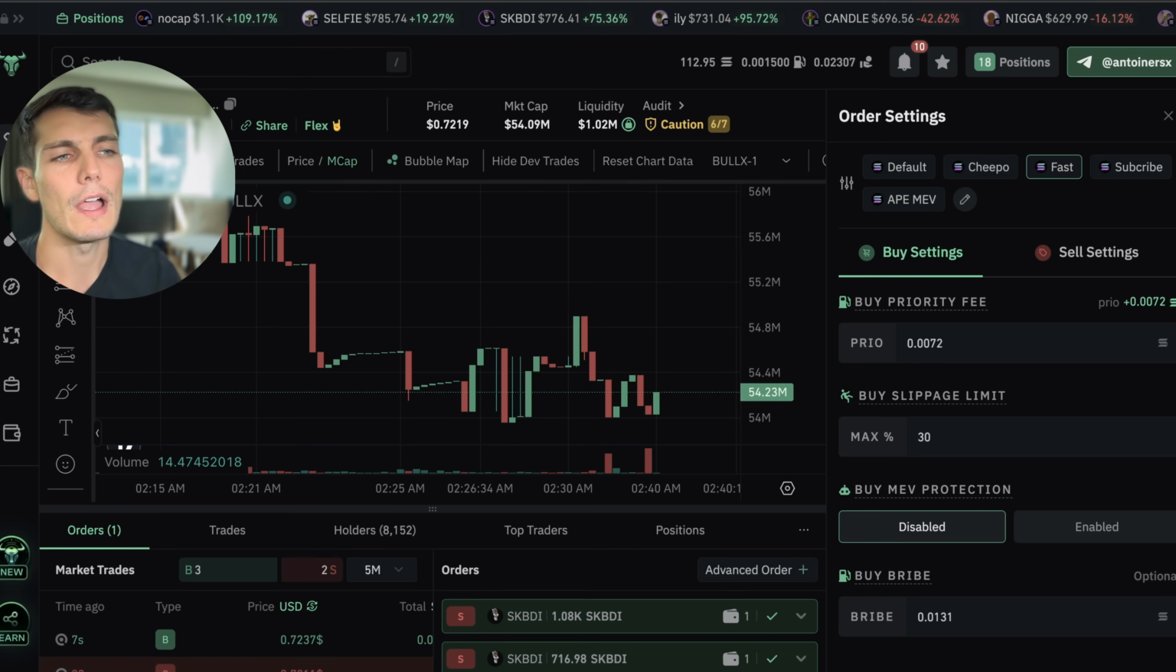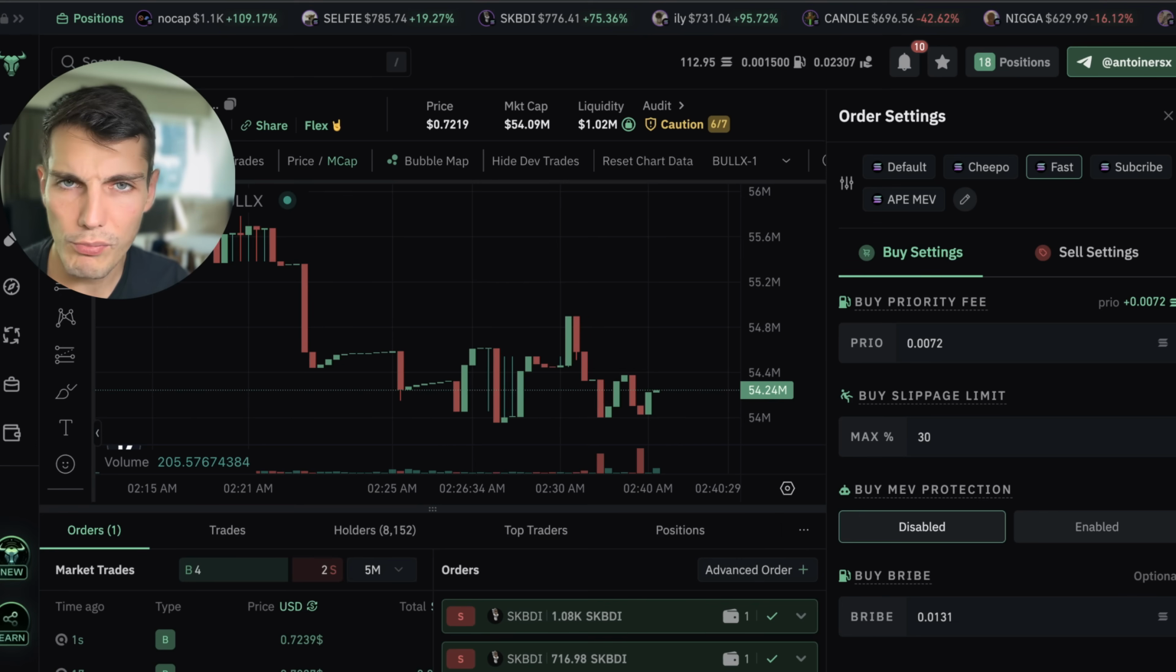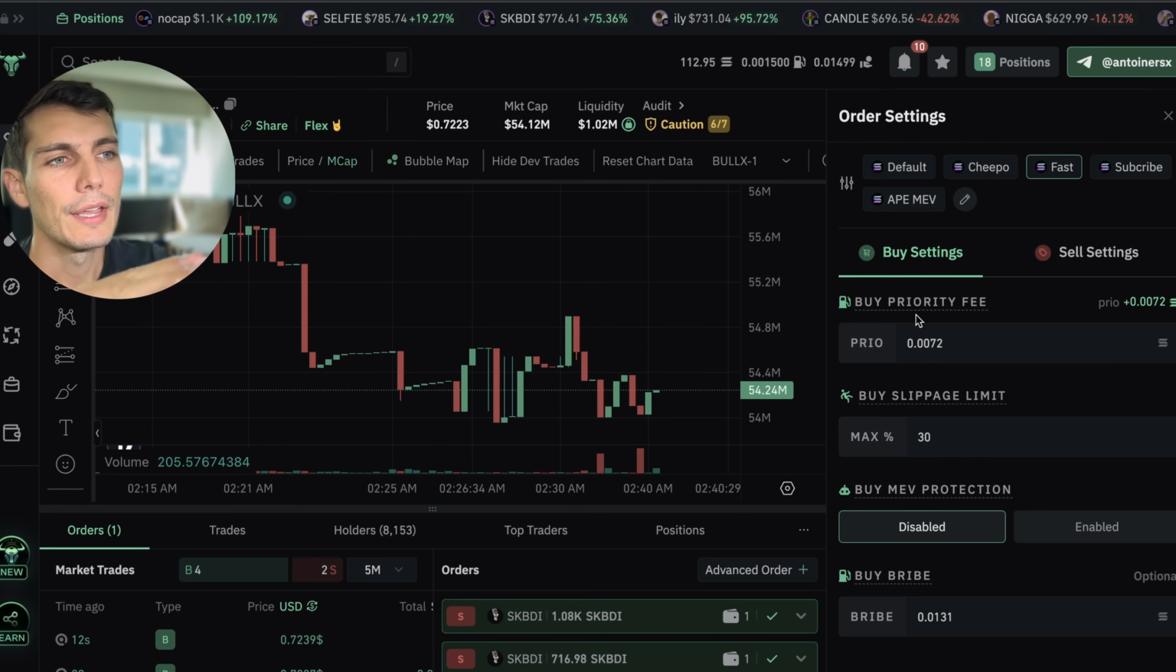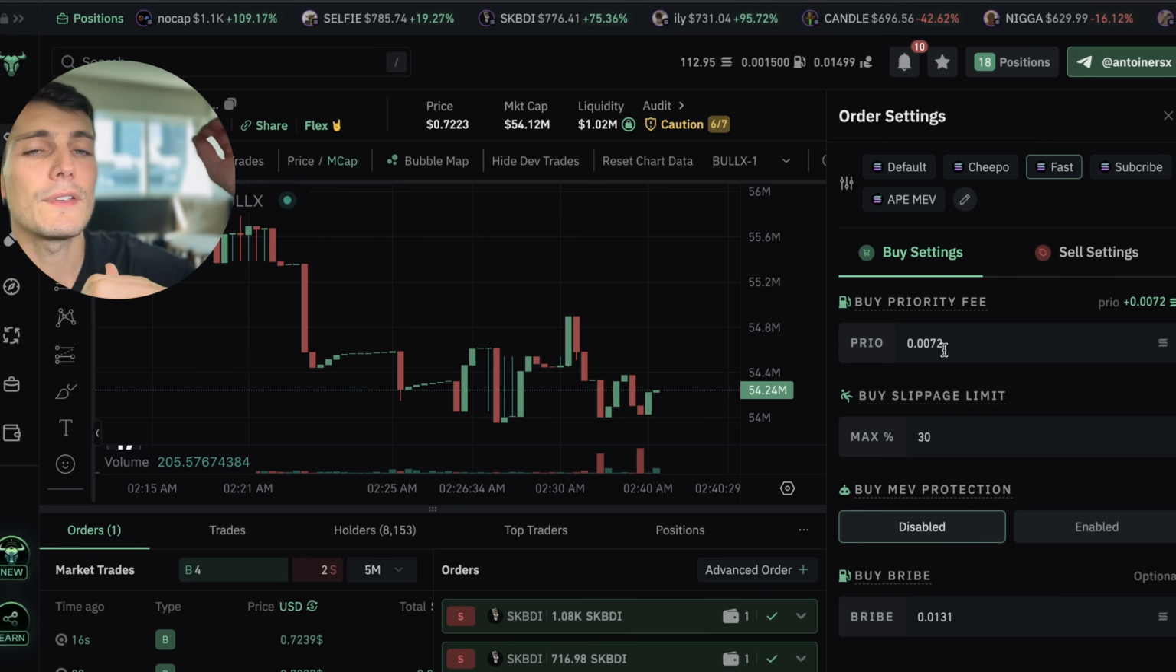Normally, people will be good with 30%. However, if you are on pump fund, you don't care about that. You just want it fast, and then I would put 50%, no problem, because my goal is to be sure that my transaction goes through. Then we have buy MEV protection. That's it.